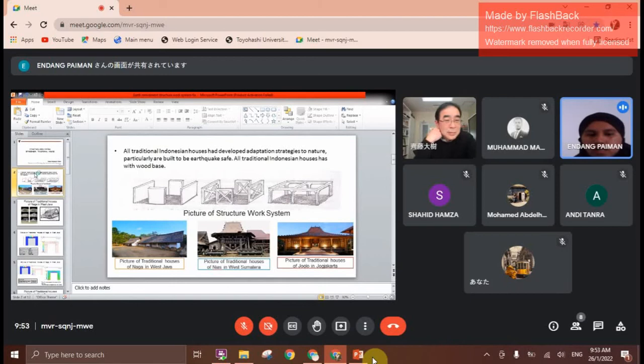First is the traditional house of Naga in West Java, and the second is the traditional house of Nias in West Sumatra, and the third, the last, is the traditional house of Joglo in Yogyakarta. For the poles I want to analyze, there are three different models. First, a compact pole, and there is a cross pole, and there is a planted pole.